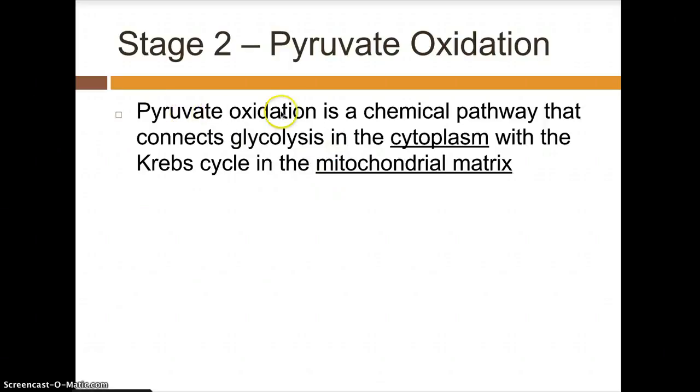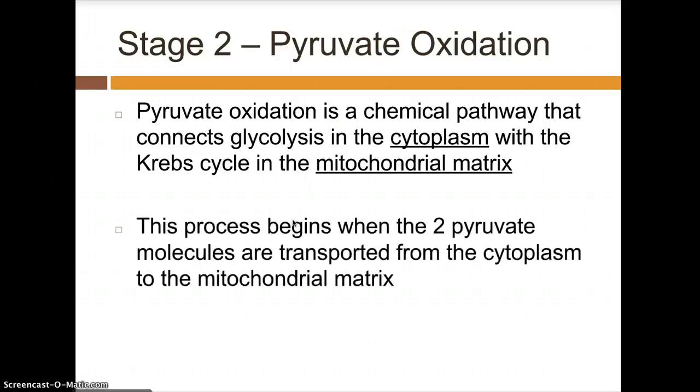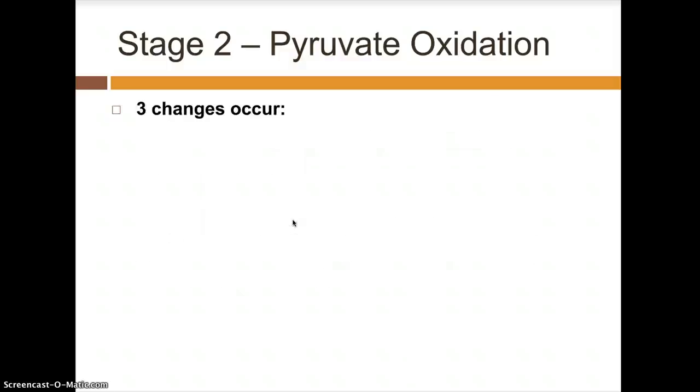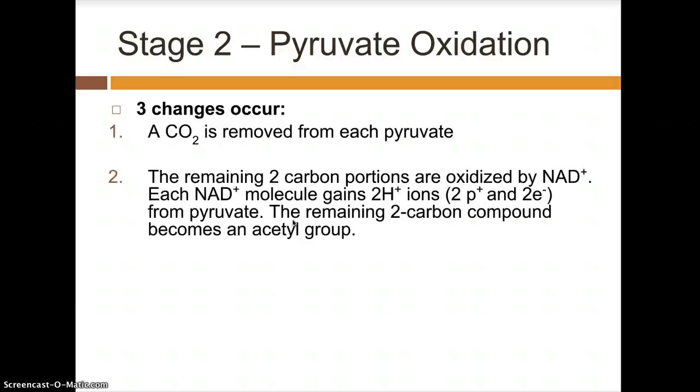So this process of pyruvate oxidation connects both of these processes together. The process begins when two pyruvate molecules are transported from the cytoplasm into the mitochondrial matrix. So that's kind of how the process begins. And three changes occur. A carbon dioxide is removed from each pyruvate molecule.